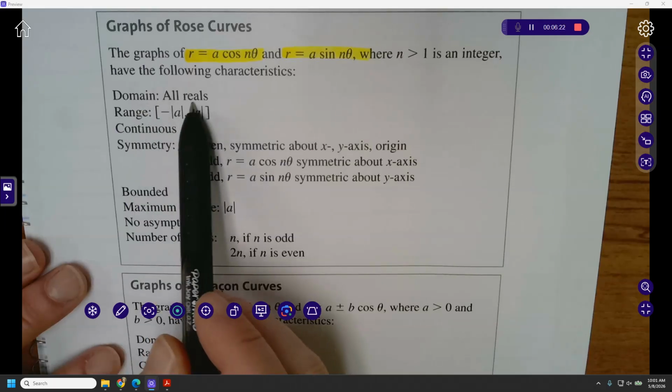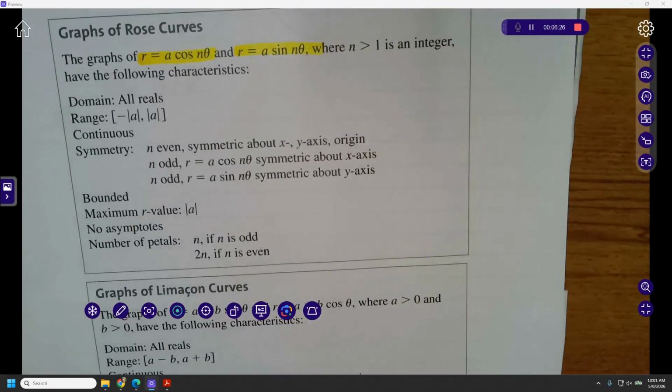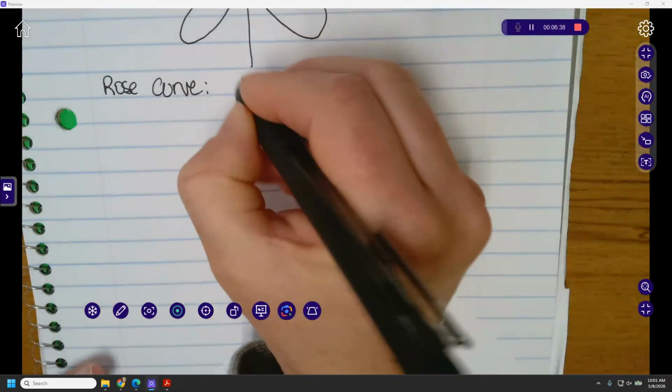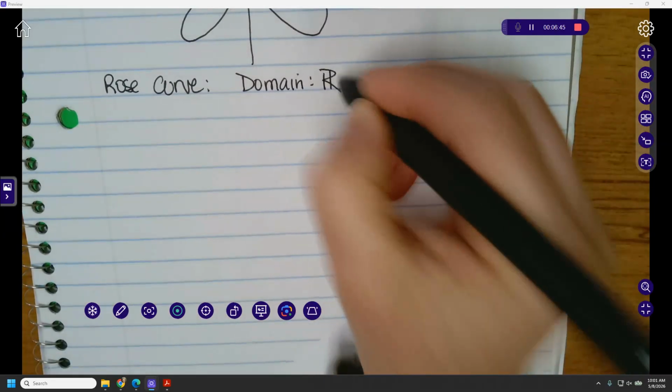If I asked you for the domain of this rose curve, it's hard to see because domain's input and theta is this. It's not like before where I could see it on the x-axis. But the domain is all real numbers because you can put anything you want in for theta. So if I asked you to find the domain of any rose curve, you're going to just reference this. It's going to be all real numbers.